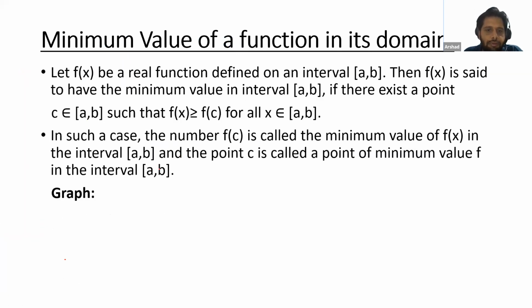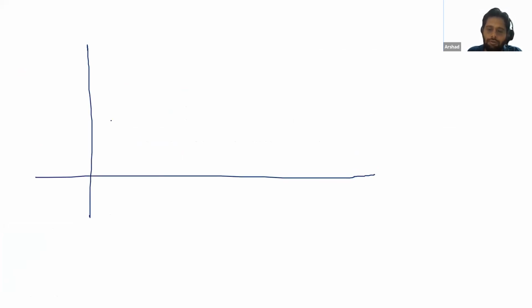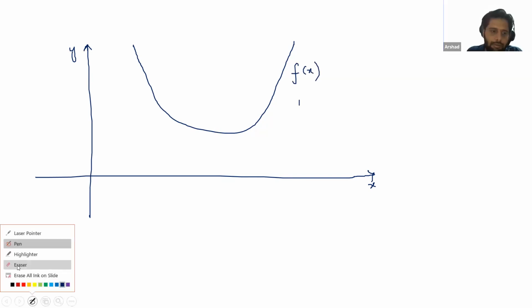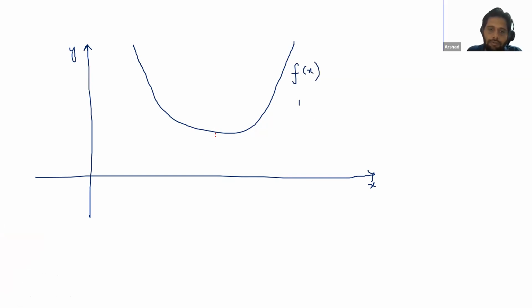Minimum value. Let me draw the graph here. Maxima and minima is a very lengthy topic. It will take more than 3 classes, 3 or 4 classes. Suppose we have this y, this x. Is this the last topic of this chapter? Yes, this is the last topic. Here you have this point C. At this point C, we can see that the function has the least value.